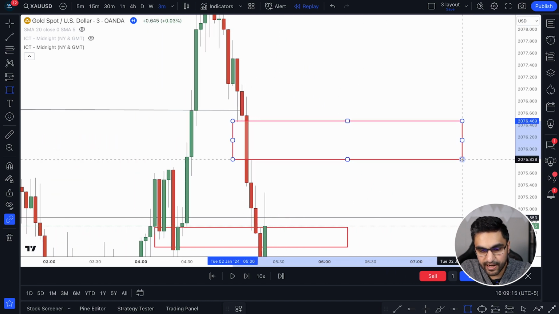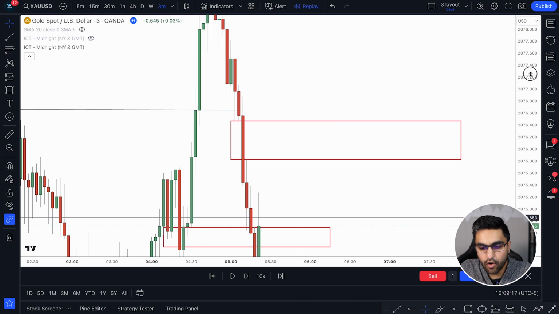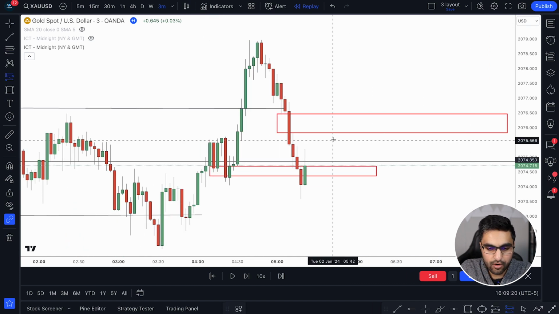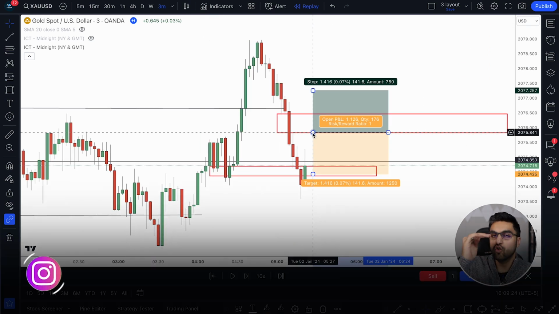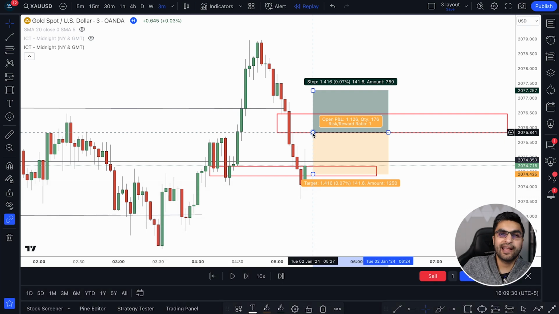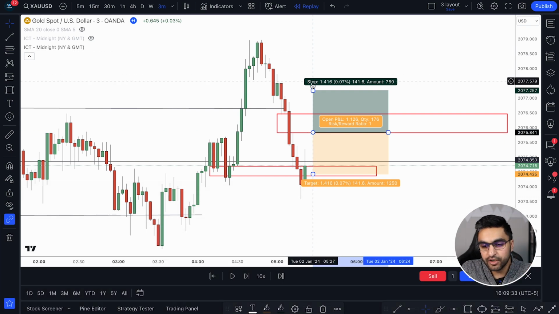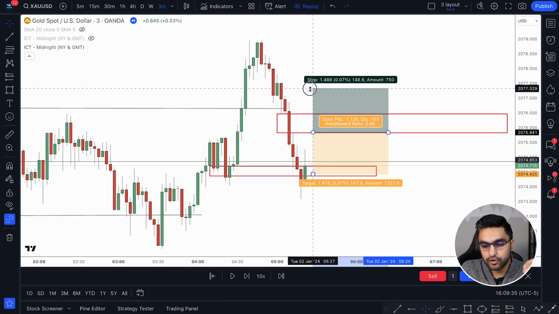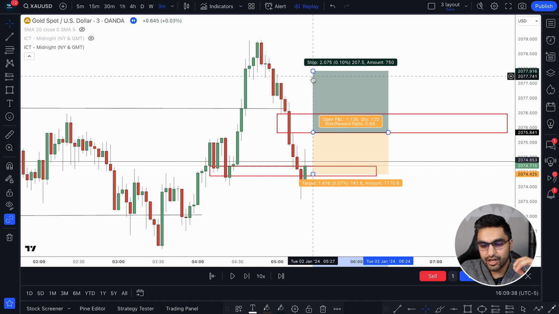So we can identify that fair value gap, and I just want you to put your sell orders right here at the low of the fair value gap if you want to take the sell. Put the buy limit at the high of the fair value gap if you want to take the buy. And most importantly, I don't want you to put your stops here, because this liquidity sweep happened.